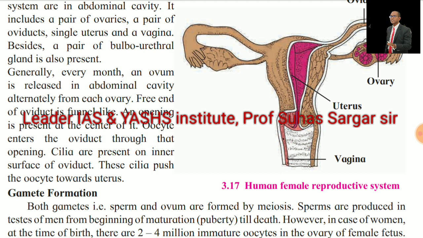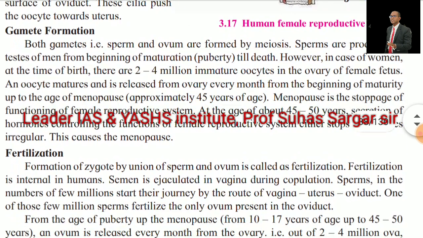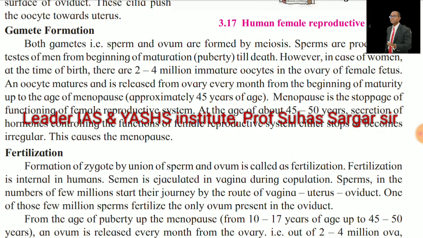Gamete formation. Both gametes, that is sperm and ovum, are formed by meiosis. The sperms are produced in the testes of men from the beginning of maturation, puberty, till death. However, in women, at the time of birth, there are 2 to 4 million immature oocytes in the ovary of the female fetus. An oocyte matures and is released from the ovary every month from the beginning of maturity up to menopause, at approximately 45 years of age.